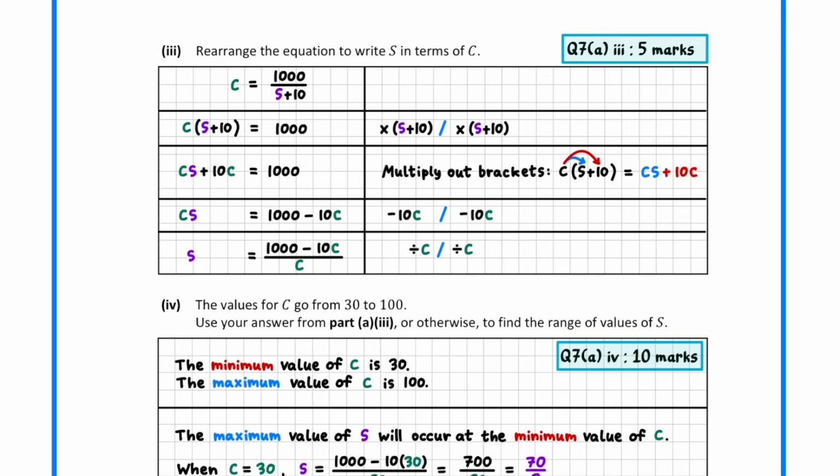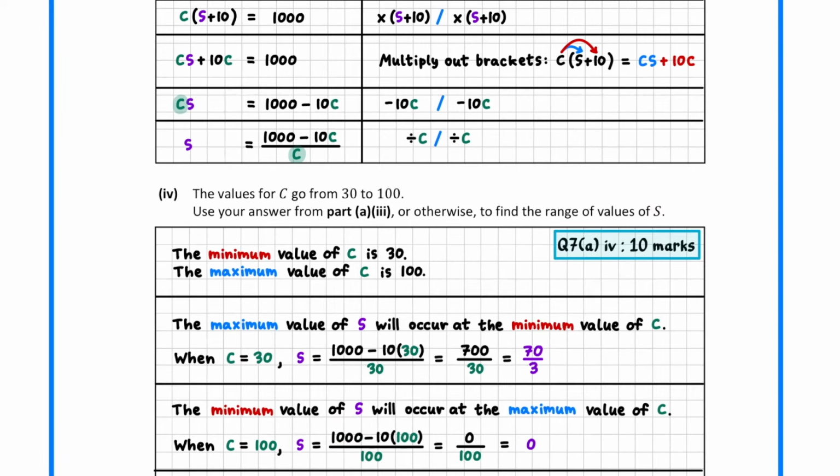In part 3, we must rearrange the equation to write S in terms of C. To start, we multiply both sides by S plus 10. Then we multiply out the brackets. C times S is CS, and C times 10 is 10C. Next, we subtract 10C from both sides, and to finish, we divide both sides by C.